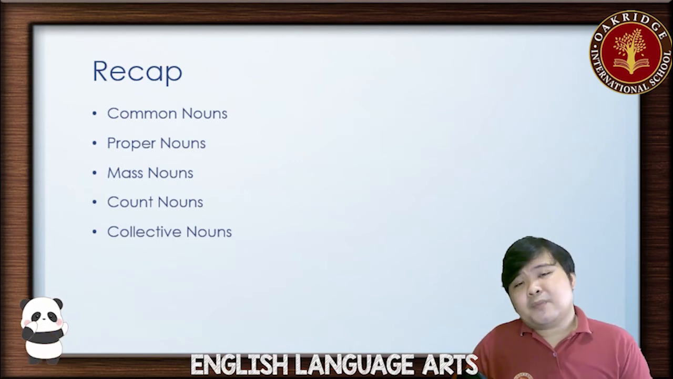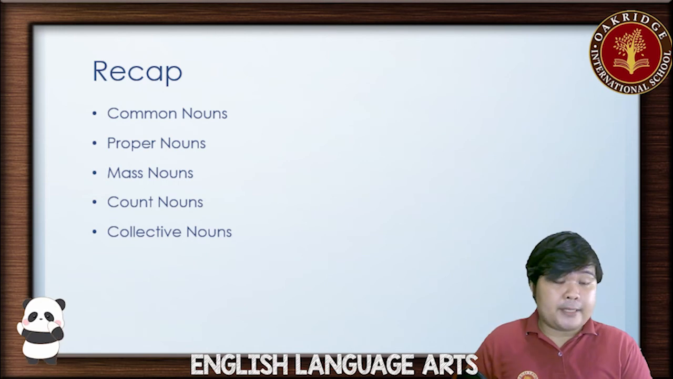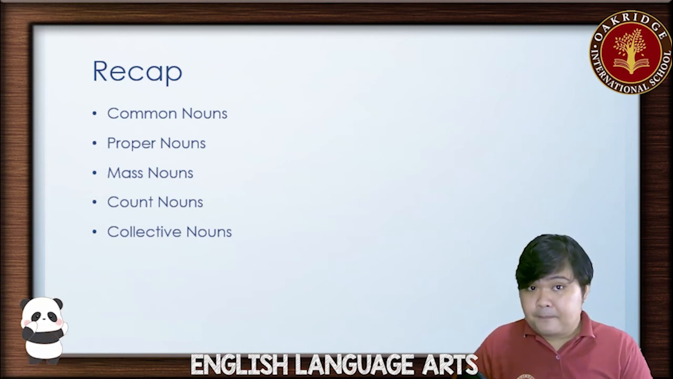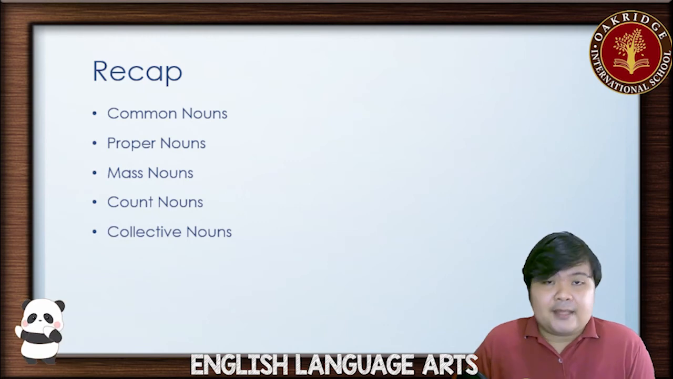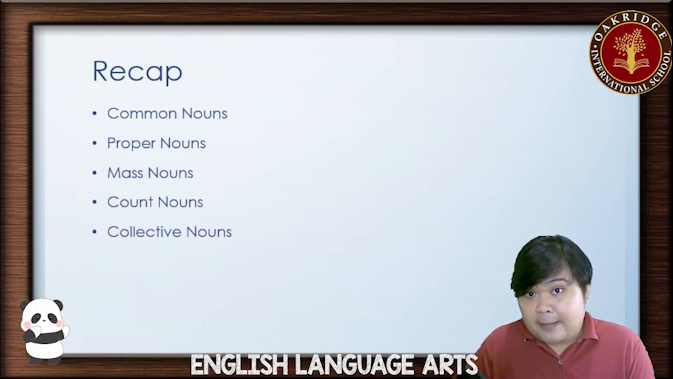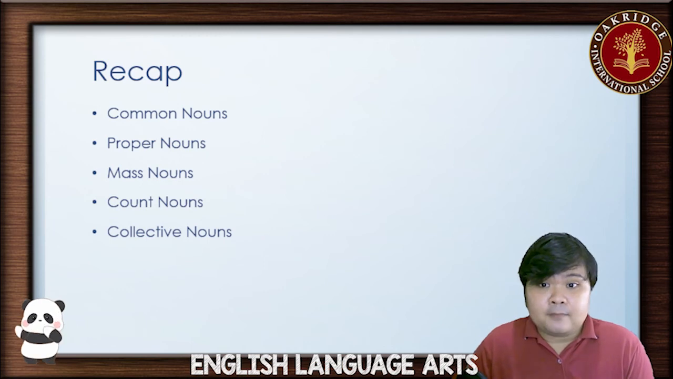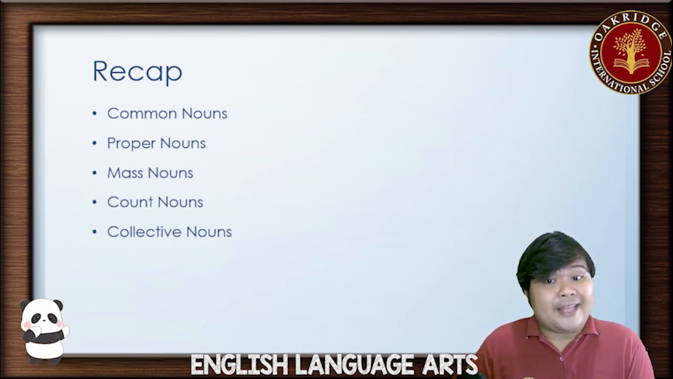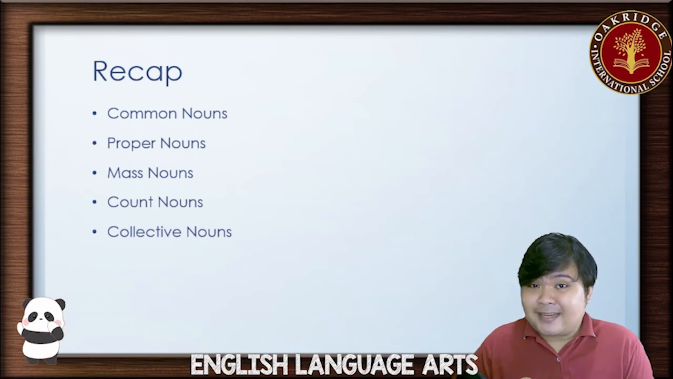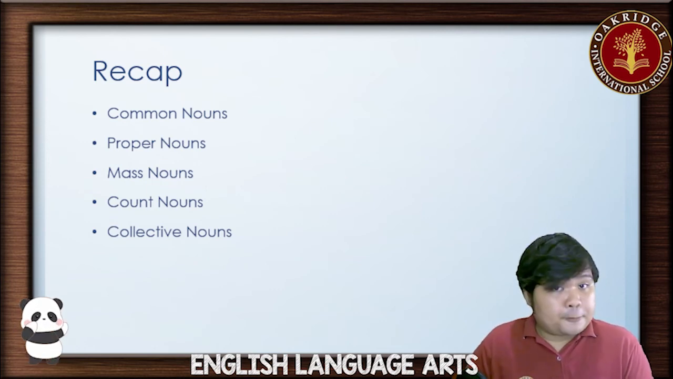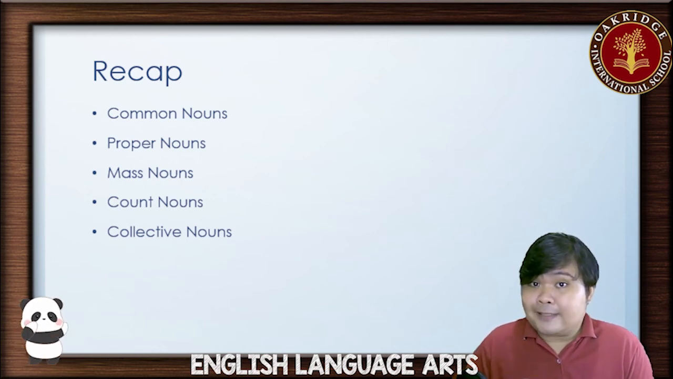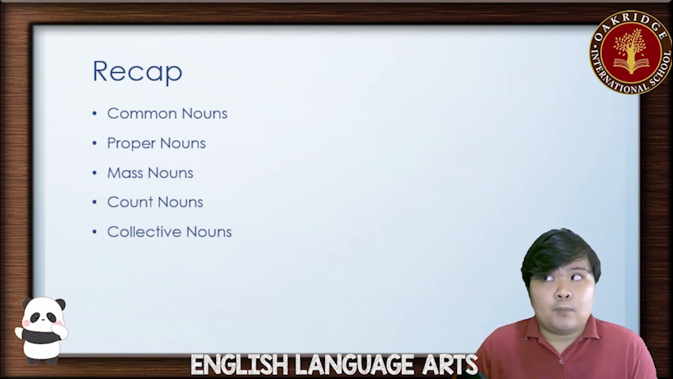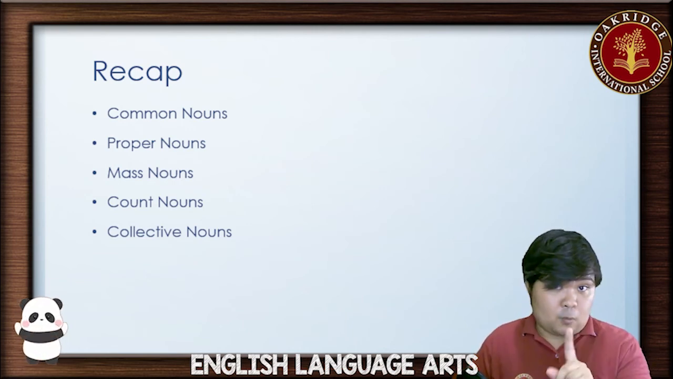Yes. So as a recap, common nouns and proper nouns. Common nouns are nouns that are used to name general things. They start with a small letter. Proper nouns are used to name specific things. They start with a big letter. Mass nouns are used to name a common noun that cannot be counted. A count noun is a name that is used for a common noun that can be counted. And collective nouns are names of nouns that are more than one but are considered just one unit.